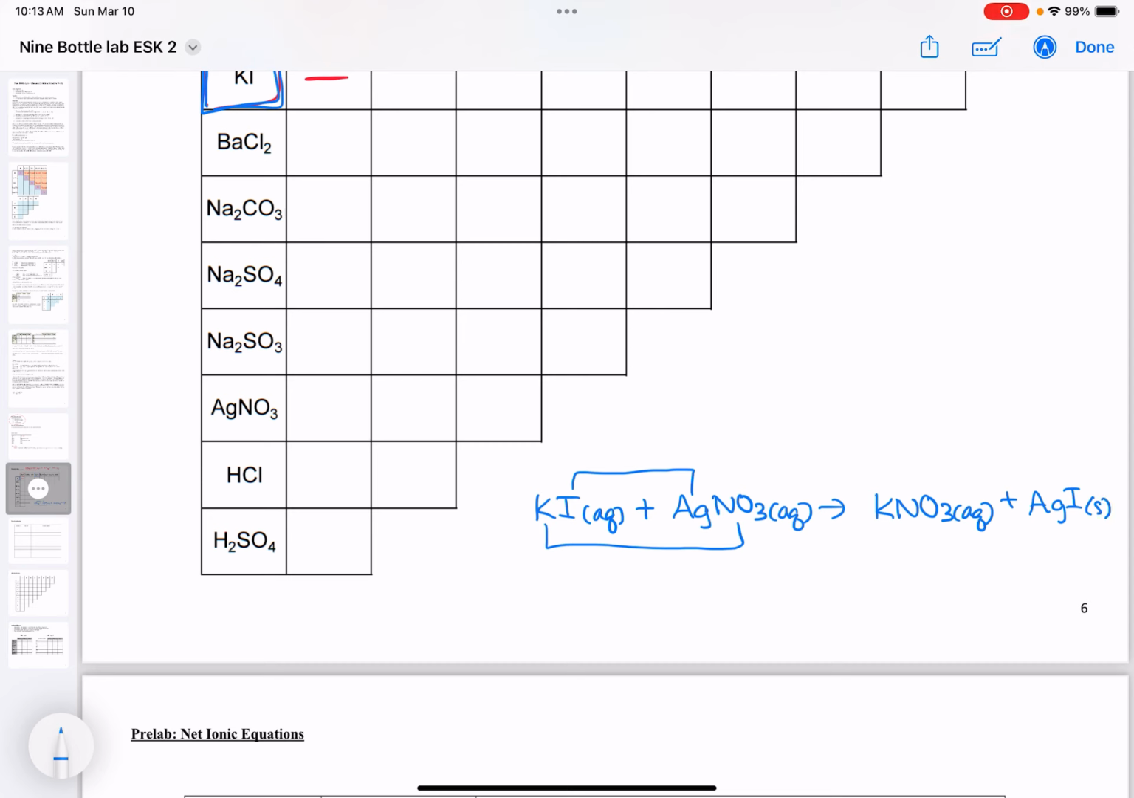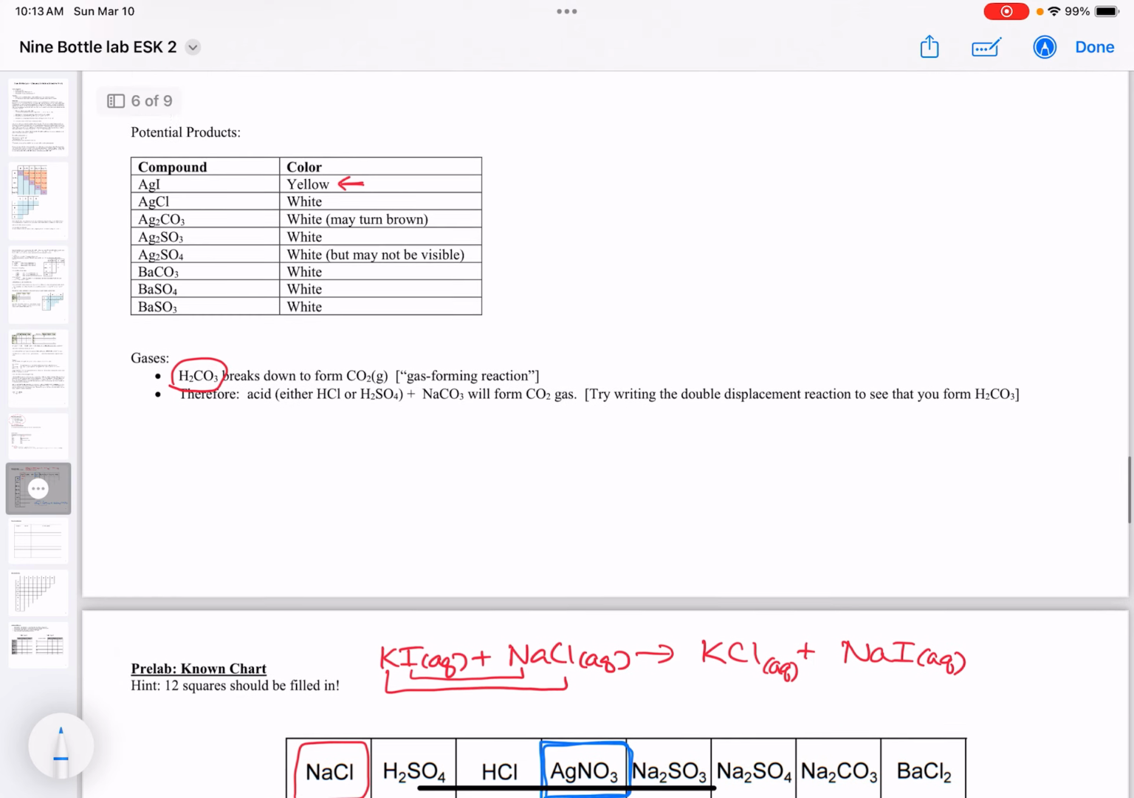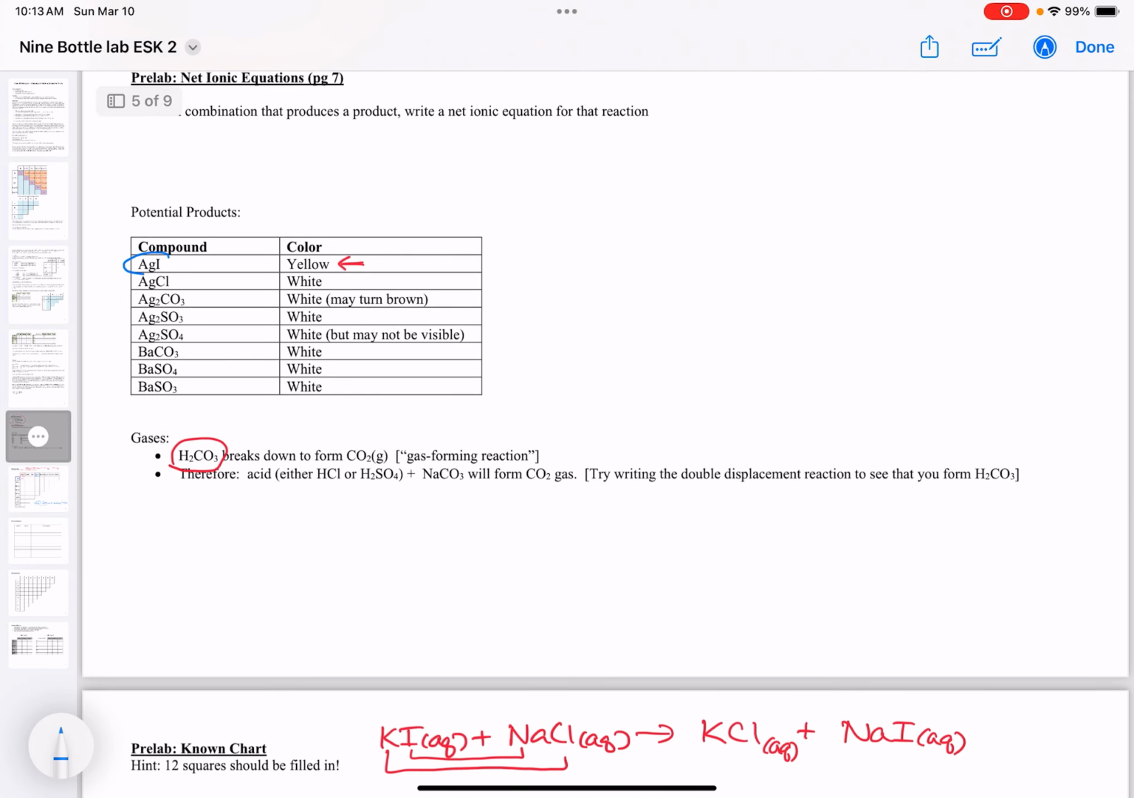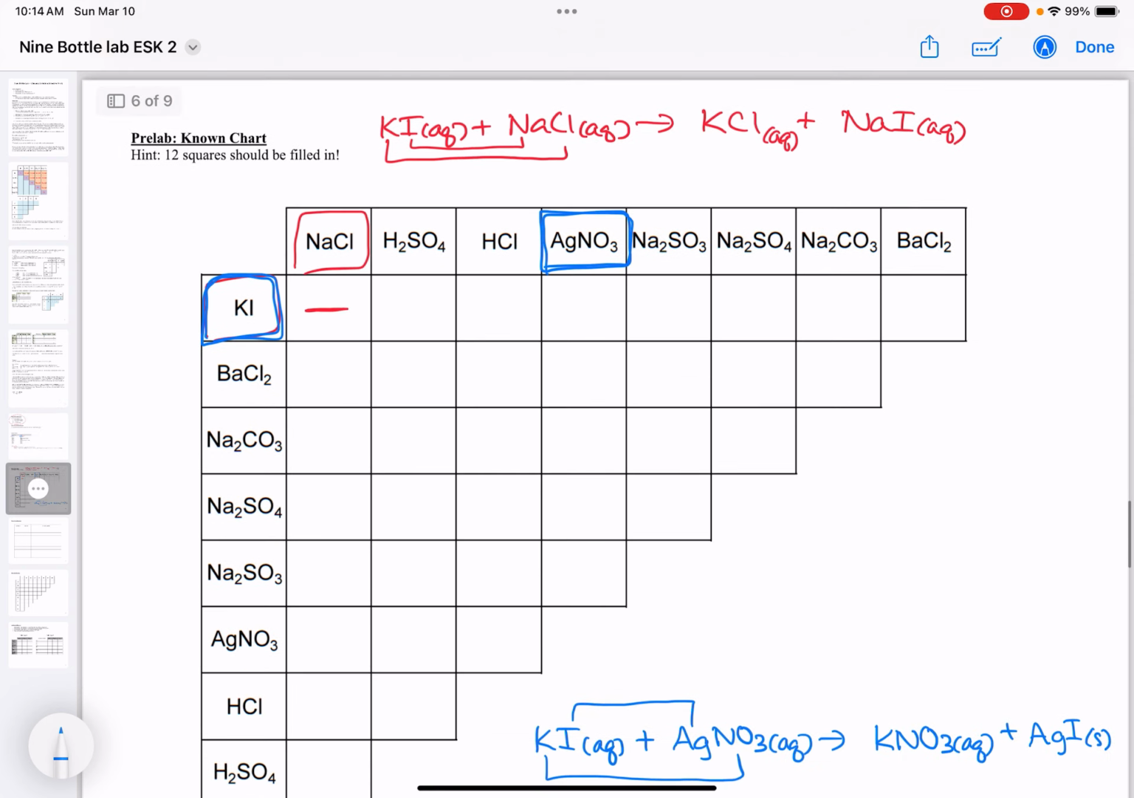Now, if I want to know what color this product is, I can go up to my chart here, and I can see that silver iodide forms a yellow solid. It's the only one that forms a yellow solid out of our possible combinations. So I would put a Y here to indicate that that would be a yellow solid.